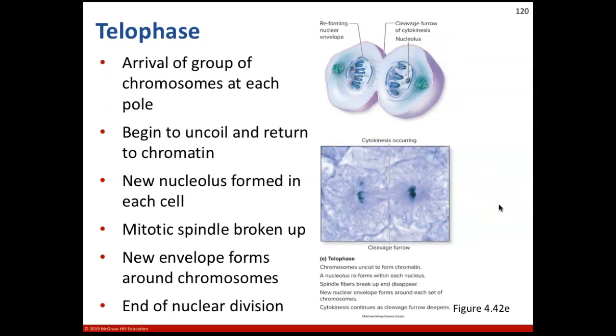And now for telophase. We have the arrival of the chromosomes at each pole, and they begin to uncoil and return back to chromatin. We get a new nucleolus formed in each cell, and our mitotic spindles are broken up. You'll also see a new nuclear envelope forming in each of these cells around the chromosomes, and this is the end of our nuclear division.